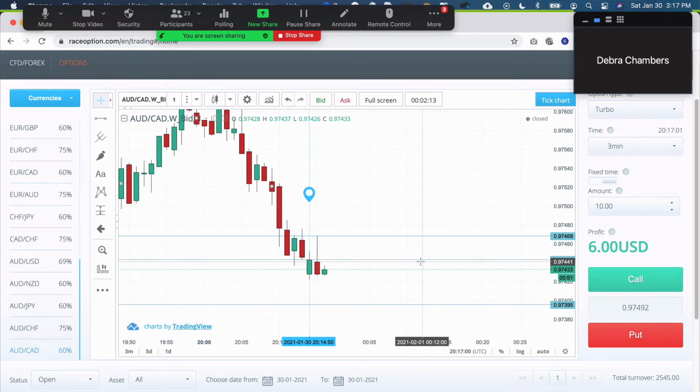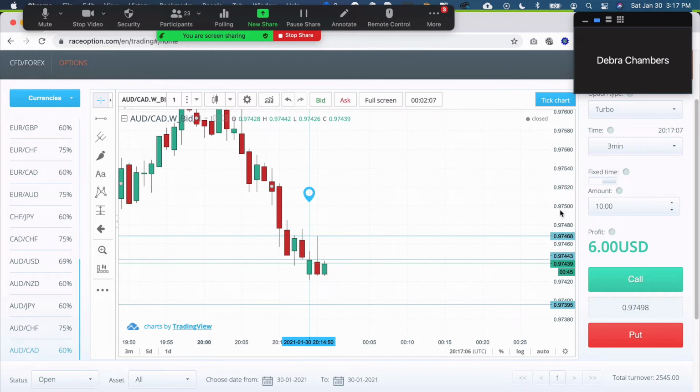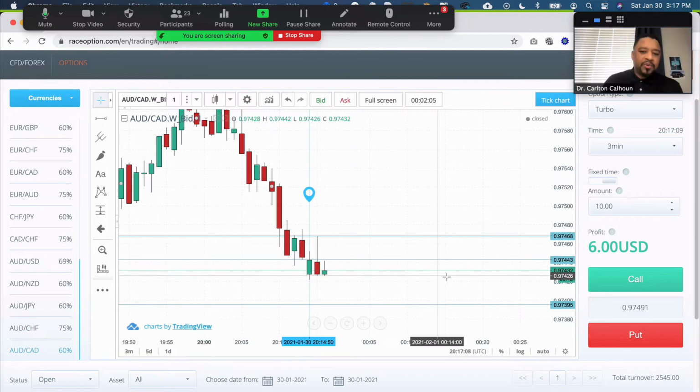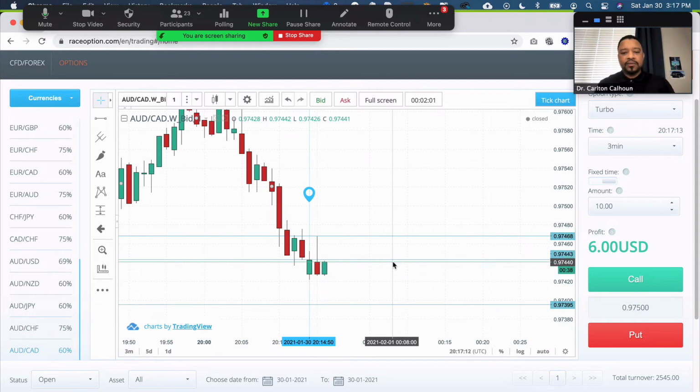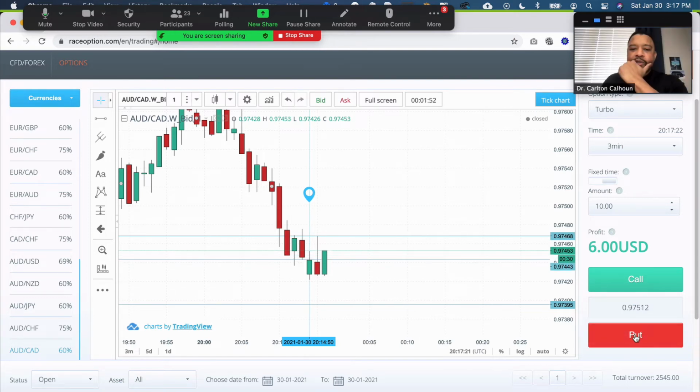The payout is really low on IQ Cent. Yeah, it's only 60% here. Oh, it's the same. I think those are the same people, to be honest. IQ Cent, Buy It, Forex, Race Option, I think it's the same people. There's the push. Push, push, push.